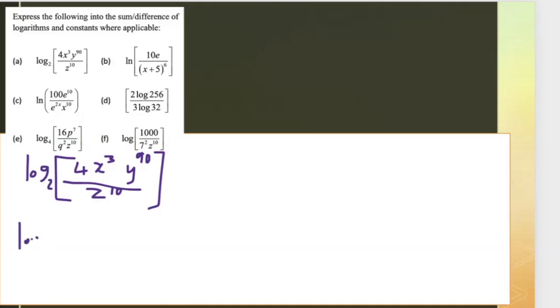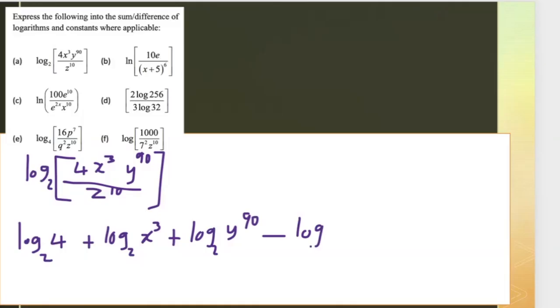So I'm going to have log base 2 of 4, plus log base 2 of x cubed, plus log base 2 of y to the 90, minus log base 2 of, this is the letter z, to the 10. Now if you realize, I have these three being addition because this is saying 4 times x cubed times y to the 90. So they're being multiplied, so you write it as addition.